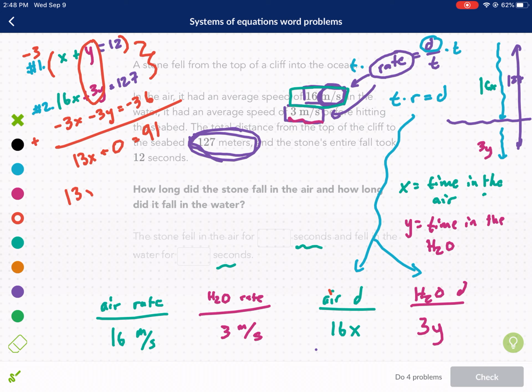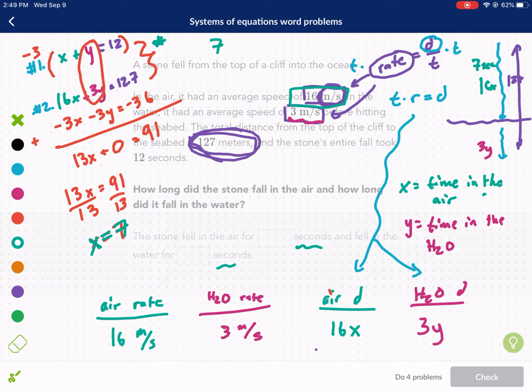So now I have 13x equals 91. I need to divide both sides by 13, and I get x equals 7. Now, once we have x equals 7, that was the time in the air, so I should write that in green. So x equals 7. This fell for 7 seconds in the air, and now we can just plug it into this top equation up here.